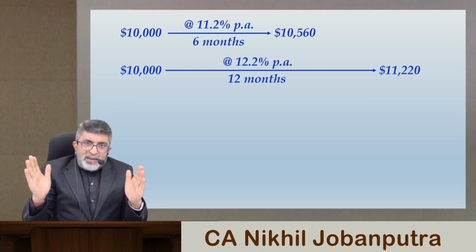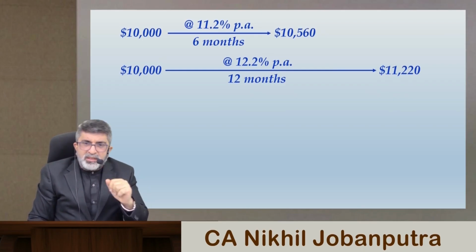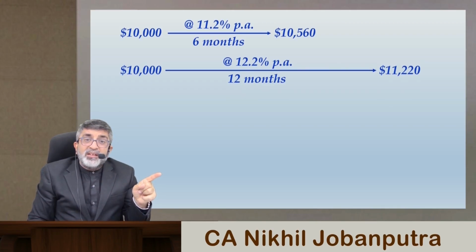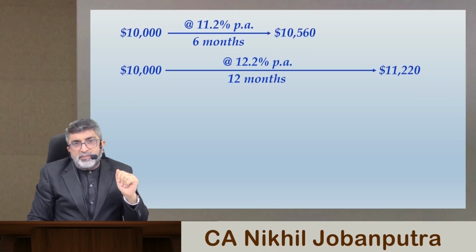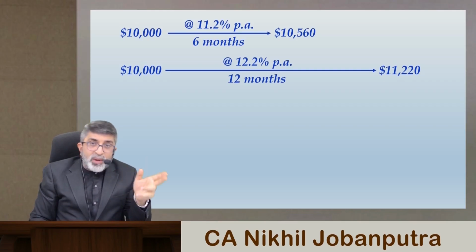So now in a timeline, we have 3 time stamps: 0, 6 month, 12 month. At 0, it is $10,000. At 6 month, it is $10,560, and at 12 month, it is $11,220. Now, I want to find what will be the applicable rate from 6 month end to 12 month end.